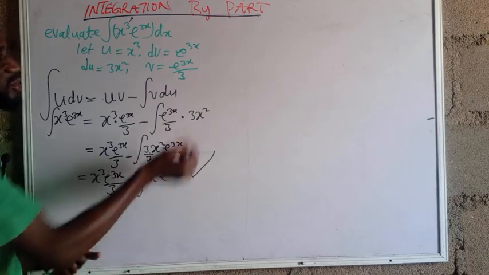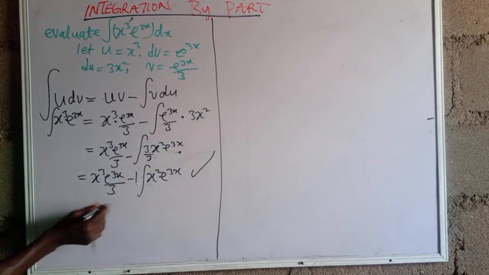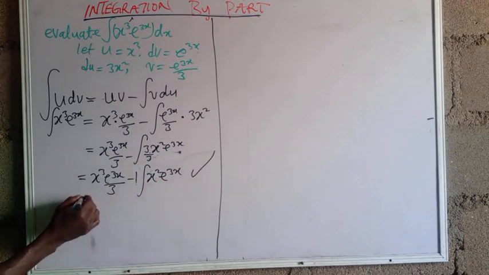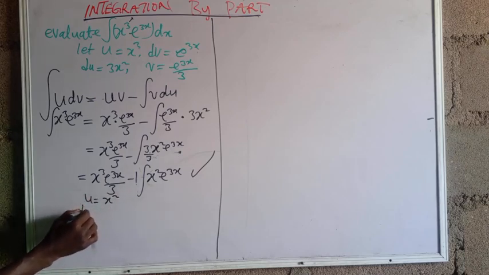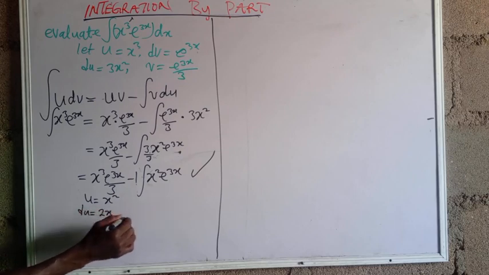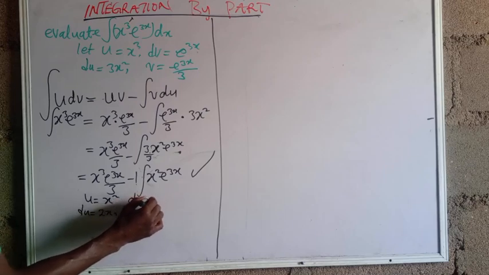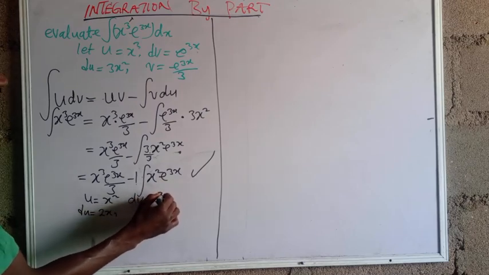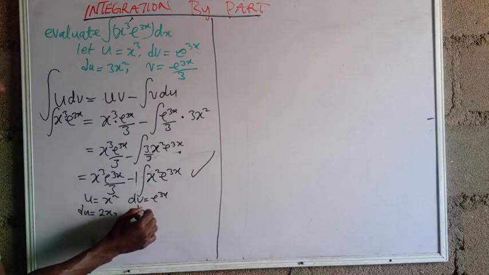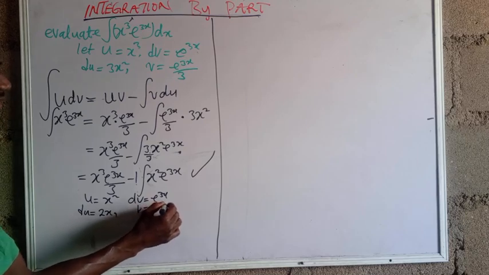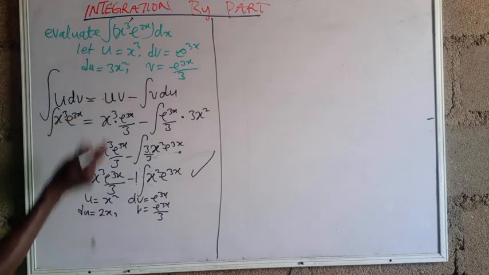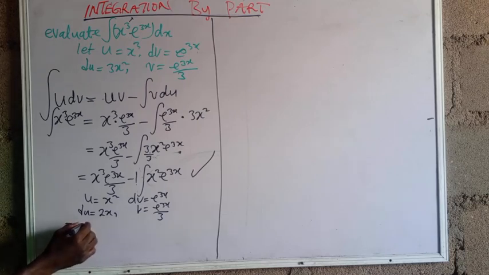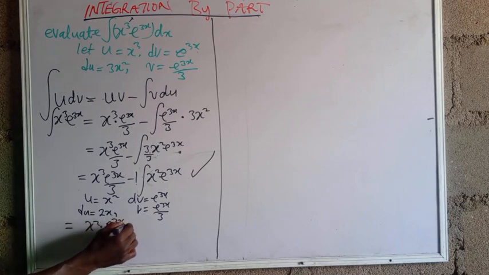Therefore, I'm going to integrate this one again. By integrating this one, we're going to let our u be equal to x squared, where du is equal to 2x. Then we have our dv equal to exponential 3x, that is our v will be equal to exponential 3x all over 3. Then we plug into the formula again, where we can have this equal to x squared multiplied by exponential 3x all over 3.